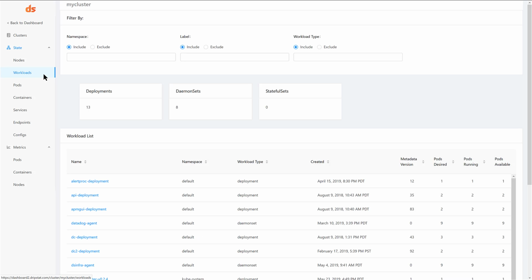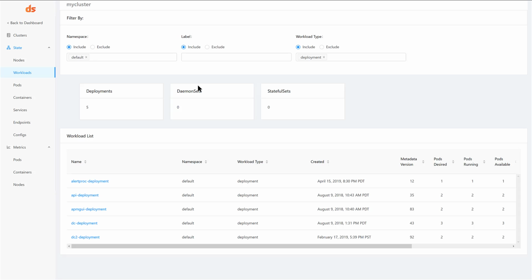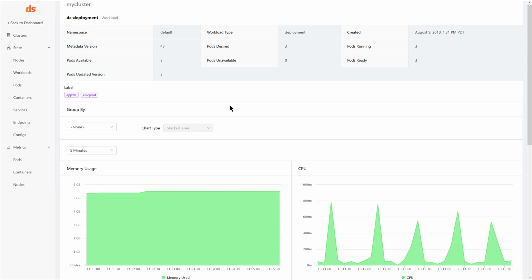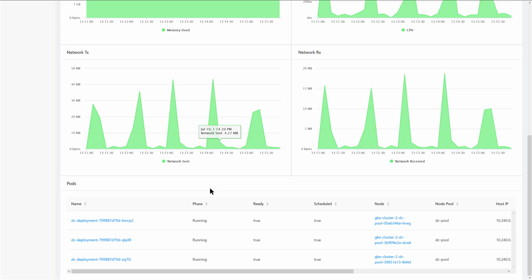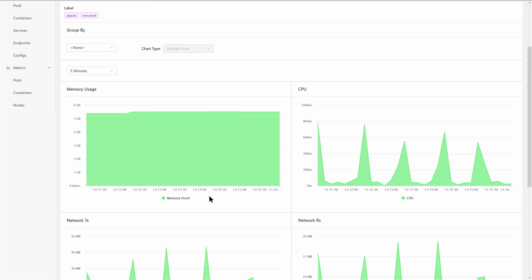Let's take a look at the workloads on this cluster. We want to see only the default namespace and only workloads that are deployments. We see there are 5 deployments in this cluster. Let's take a look at the DC deployment. We are looking at this deployment and we can see its state, its metrics, and the pods that make up this deployment. The metrics shown here are cumulative of all the pods that make up this deployment.